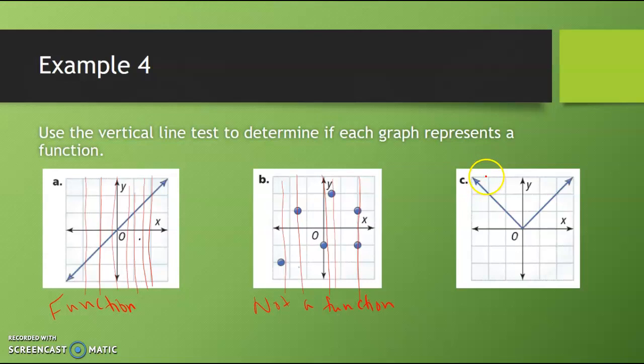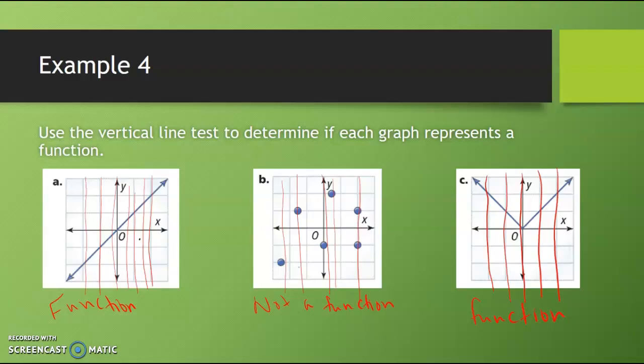And then I can go to C. This would be an example where there are multiple y values for different x values, but it passes our vertical line test. And so this one is a function because for each x value, there's exactly one y value. And that's what we're looking for.